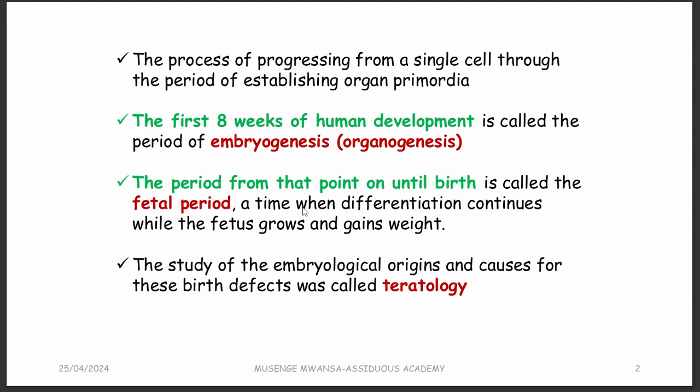Now, in this period when you are forming the child, a lot of things can go wrong. So the study of embryological origins and causes for defects at birth is known as teratology. So every time you're talking about embryology, you need to know what can go wrong. Why is it that some people are born like this?